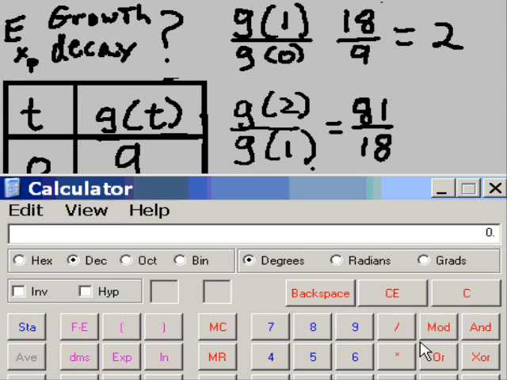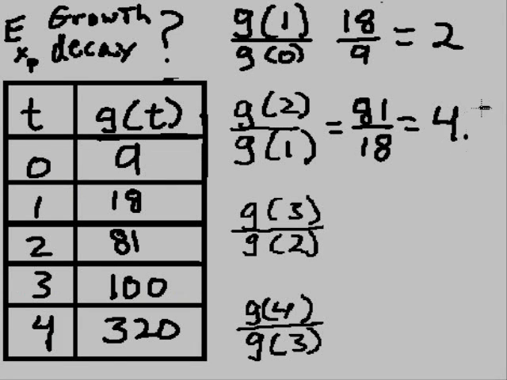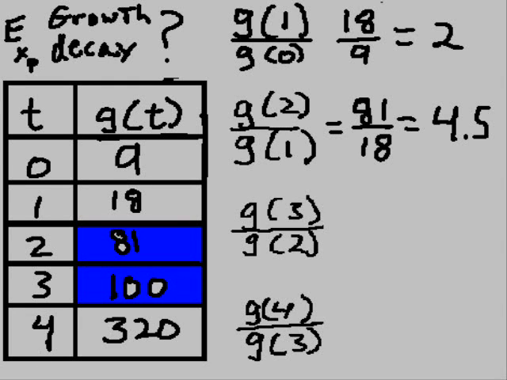Get out the calculator. 81 divided by 18 equals 4.5. Not the same. What about G of 3 over G of 2? 100 over 81. What's that equal to? That's equal to 1 point something, about 1.2.